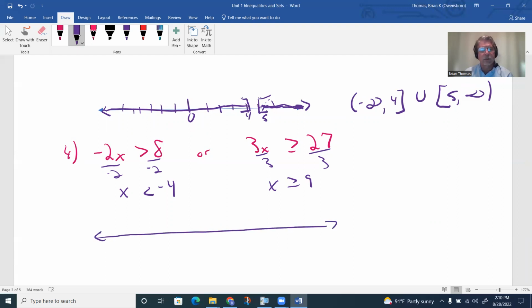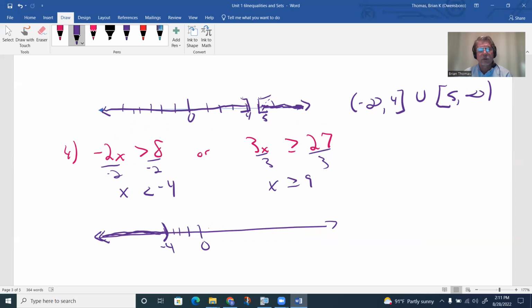I have my 0 here. 1, 2, 3. Negative 4 is over here. Notice that you have to be left of negative 4. That means you're going this way. So the negative 4 becomes my right side boundary. And since it's less than, we use a parenthesis there. So that's what my shading looks like there.